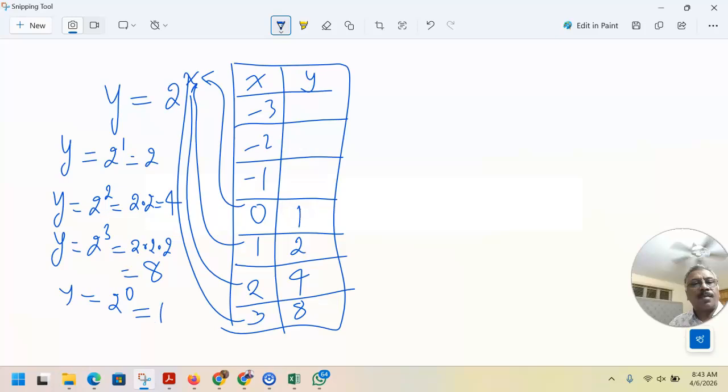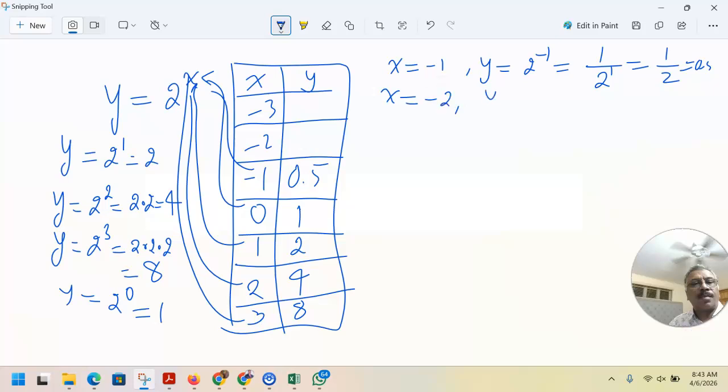Okay. Now next you put x equals -1. So y equals 2 raised to -1. By the negative exponent property, this is 1 over 2 raised to 1. So this is 1 half, which is 0.5. And when x is -2, y will be 2 raised to -2, which can drop down as 1 over 2 squared, which is 1/4. And 1/4 is 0.25. And so on. And then we can graph this.